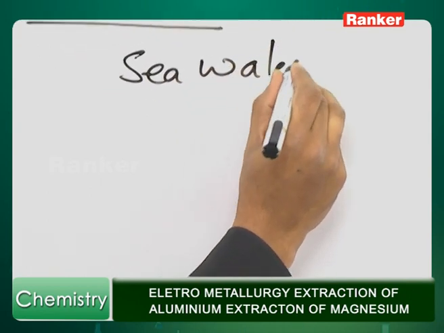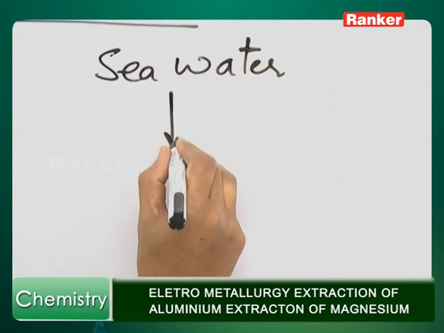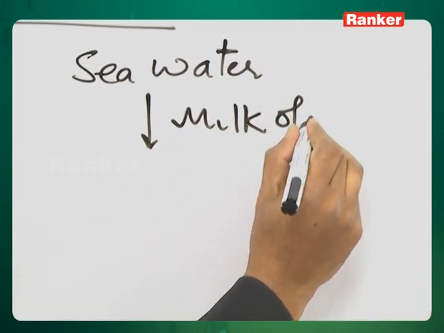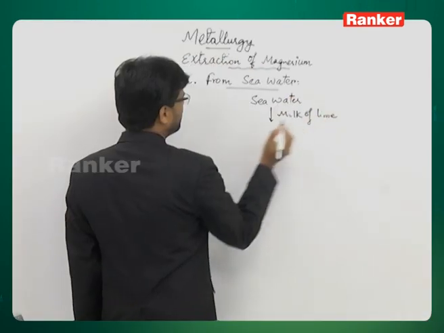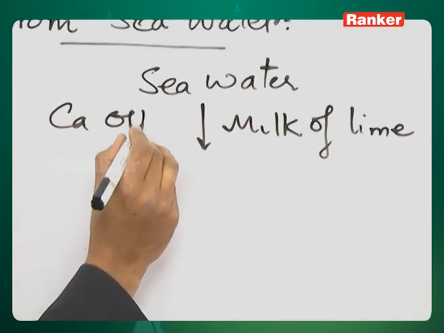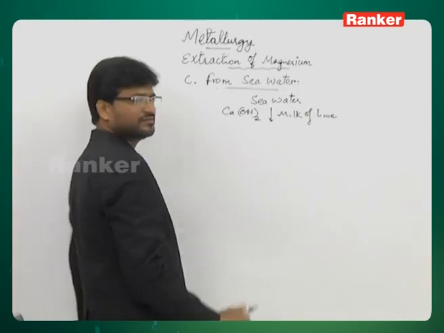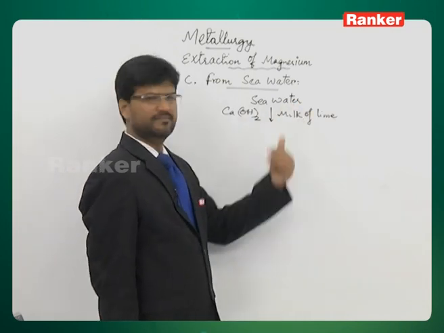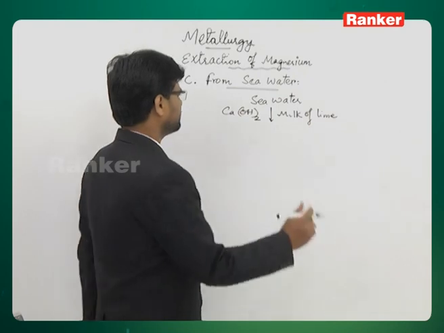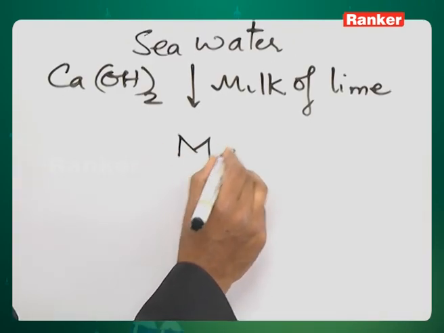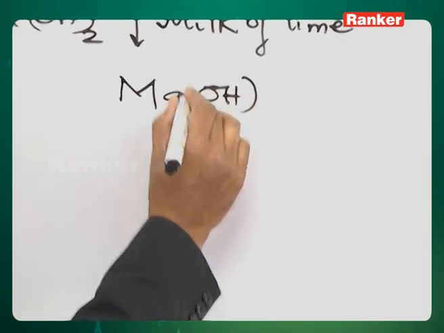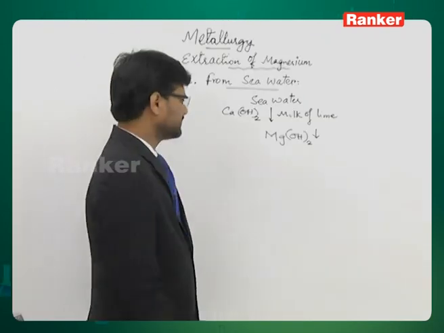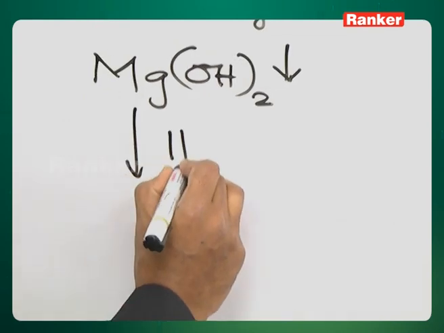The seawater contains Mg2+ ions. To the seawater we add milk of lime. Milk of lime is a suspension of calcium hydroxide. So milk of lime is added to seawater. The magnesium ions present in seawater will react with OH- to give insoluble Mg(OH)2. Magnesium hydroxide is formed. This is then treated with HCl.